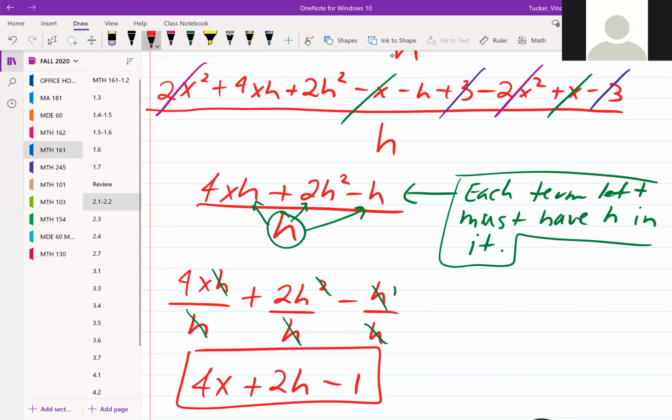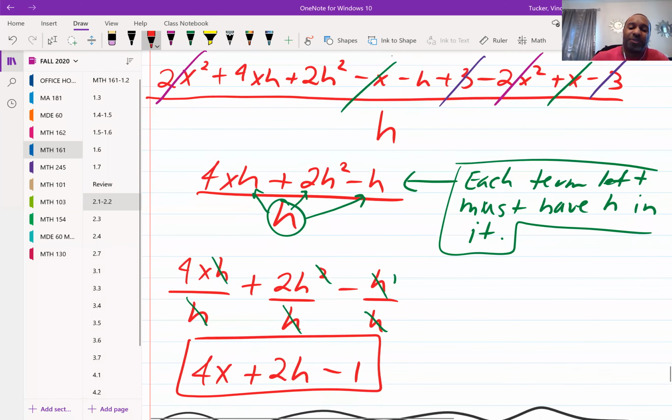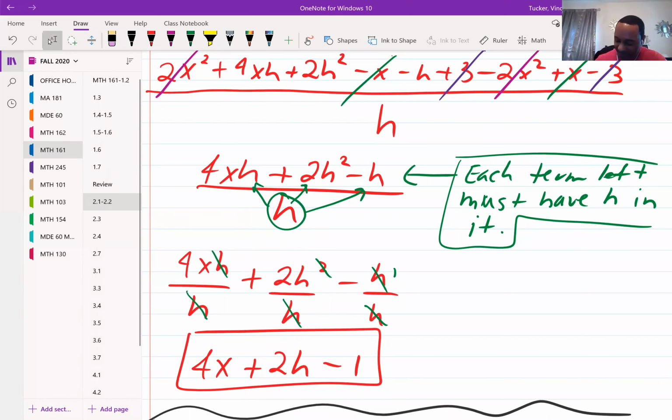Sorry about that, y'all. Any other questions before we look at at least one more doing the difference quotient?